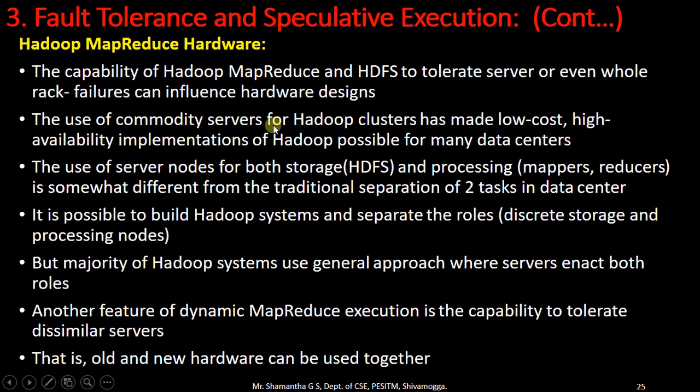The use of server nodes for both storage, HDFS, and processing, mappers and reducers, is somewhat different from the traditional separation of the two tasks in a data center. It is possible to build Hadoop systems and separate the roles, with discrete storage and processing nodes. But the majority of Hadoop systems use the general approach where servers can act in both roles. Another feature of dynamic MapReduce execution is the capability to tolerate dissimilar servers. That is, old and new hardware can be used together.